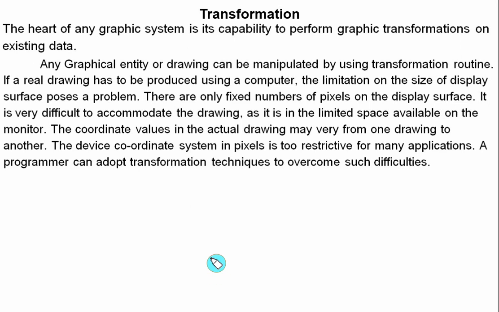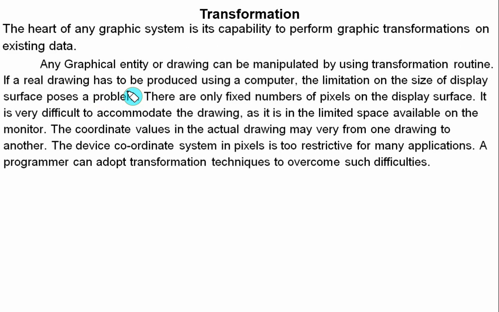In CAD/CAM we are using the transformation techniques employed for the purpose of viewing the image generated on the display surface, called the viewing transformation. The heart of any graphic system is its capability to perform graphic transformation on existing data. Any graphical entity or drawing can be manipulated by using the transformation routine. There are a number of transformation routines that we're going to discuss here. GATE sometimes asks questions based on the basic transformation routines.